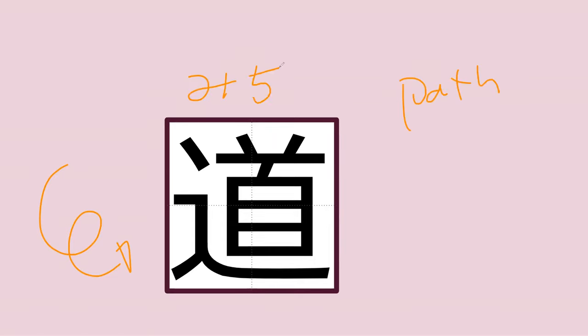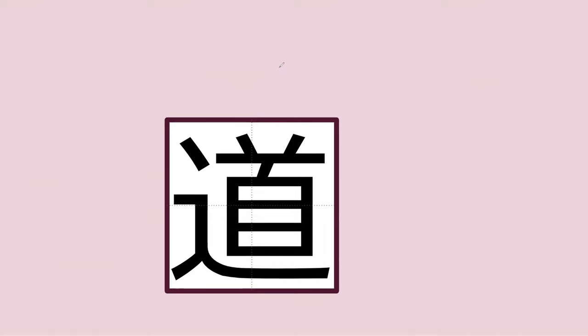This right here is a kanji for path. You've seen this before. This is michi. What is path in Japanese? Michi. Can you read this word for me? Fumu. Fumu is to step on something.